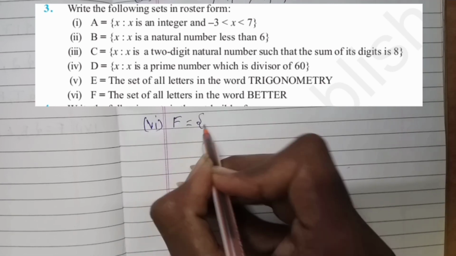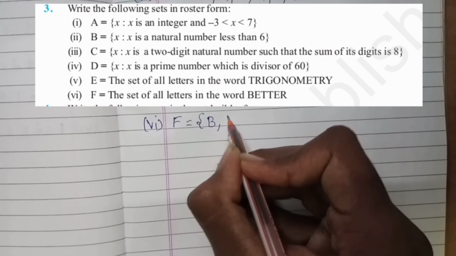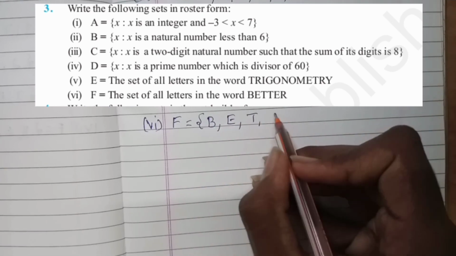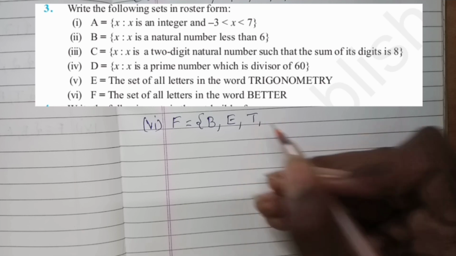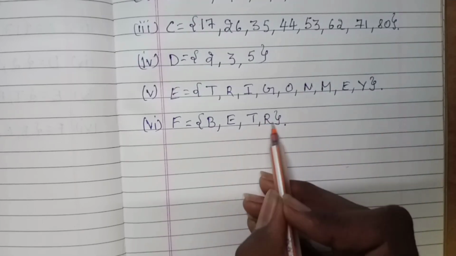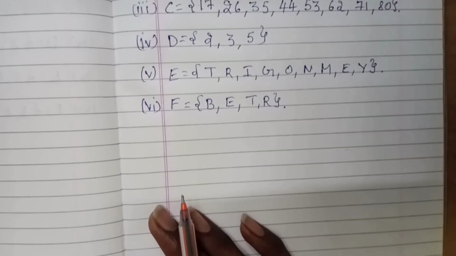F is equal to B, E, T. T is written, so no need to repeat. E is written, so no need to repeat. The last element, R. That's it. B, E, T, R are the elements of the set F.